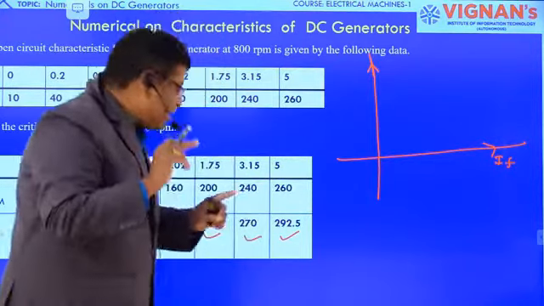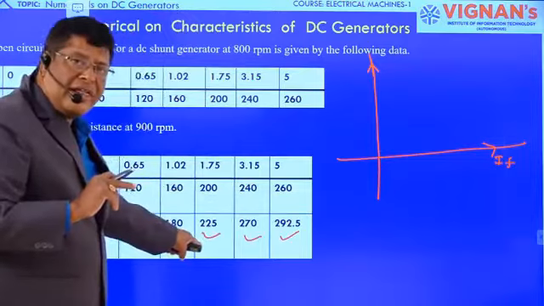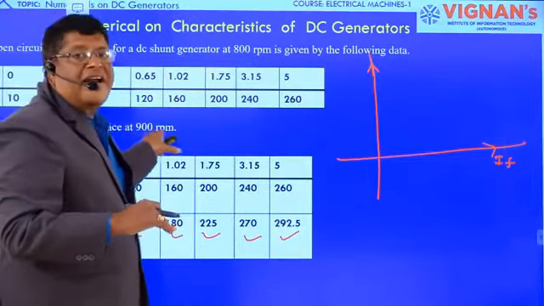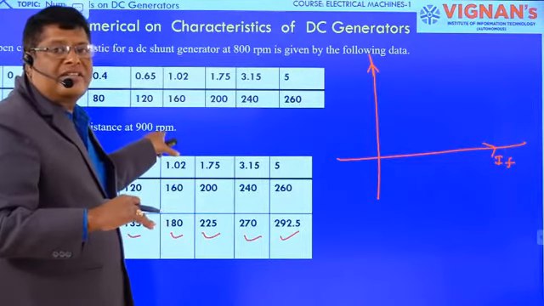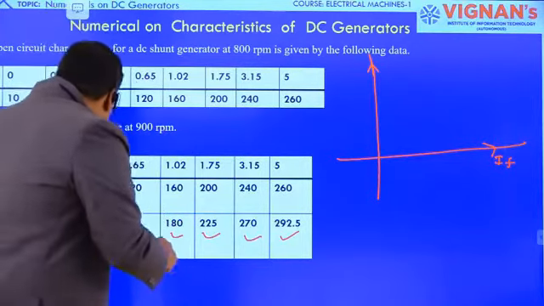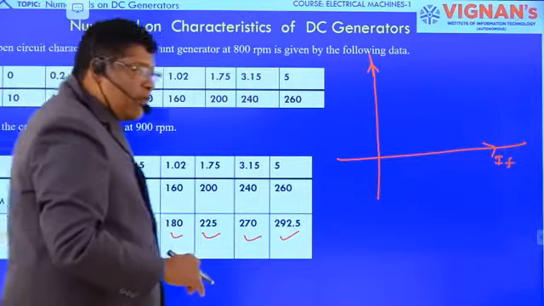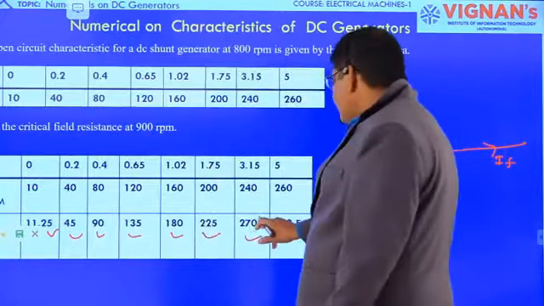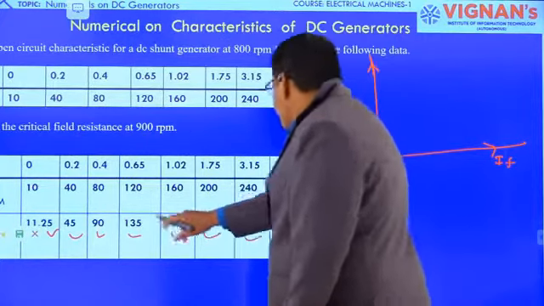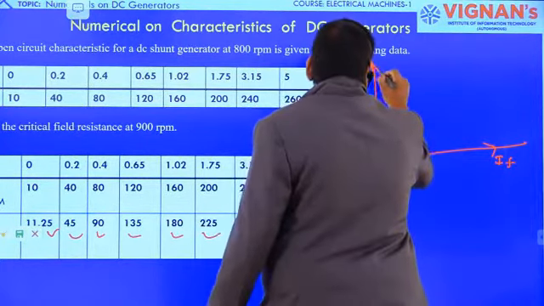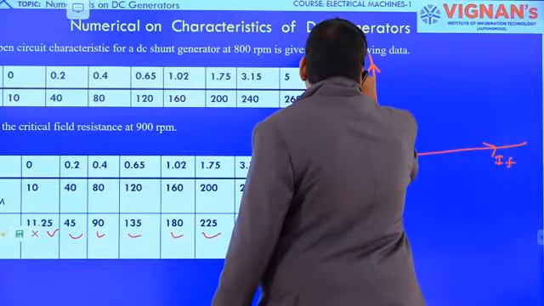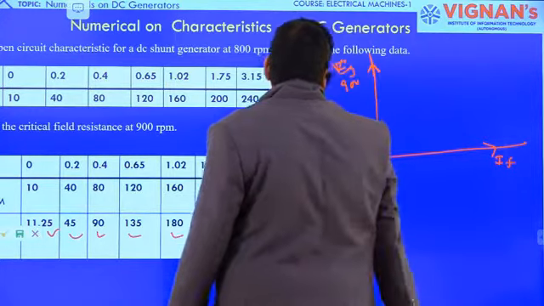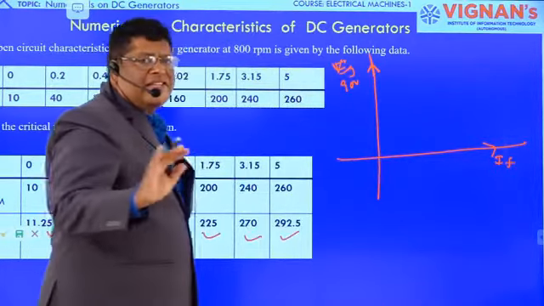Here two voltages are there, one at 800 and another at 900, but we have to calculate the critical field resistance at 900 RPM. So this data, 11.25, 45, 90, 135, 180, 225, 270, 292.5, these voltages at 900 you have to take on the y-axis. You take the same scale.